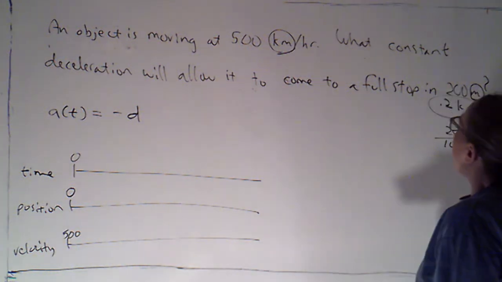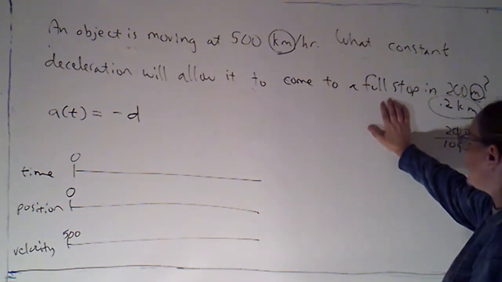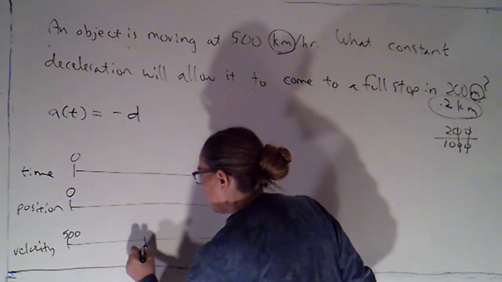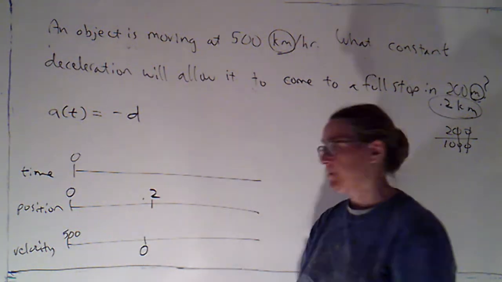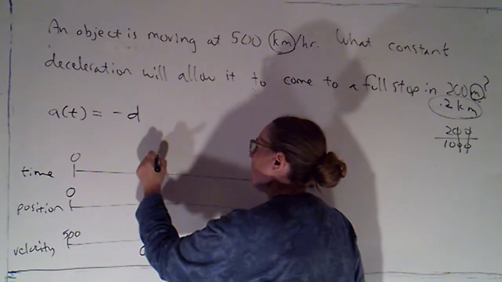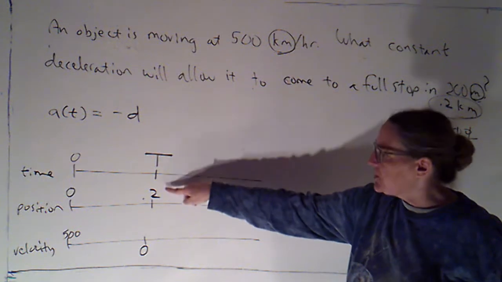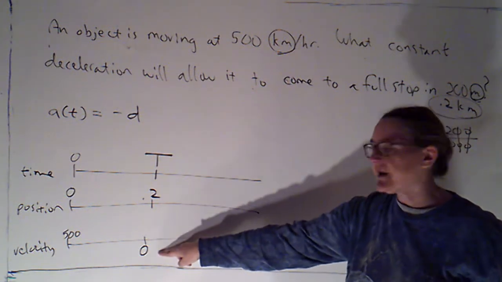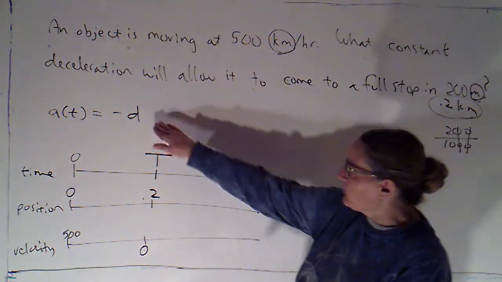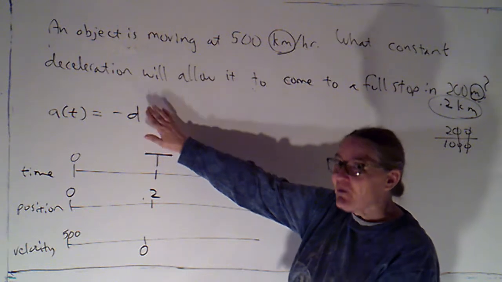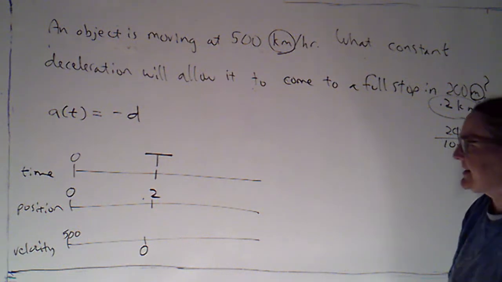Okay. And what I want is to have come to a full stop, which would mean that my velocity would be 0 at the moment in time when my position is 0.2. So I'm just going to call that capital T. Capital T will be the time at which my position is 0.2, and I want to make sure that my velocity is 0 by then. Now, if I can solve for that, I'm hoping that will allow me to actually solve for d, which is what I want to know. What's the constant deceleration? So let's take a look.